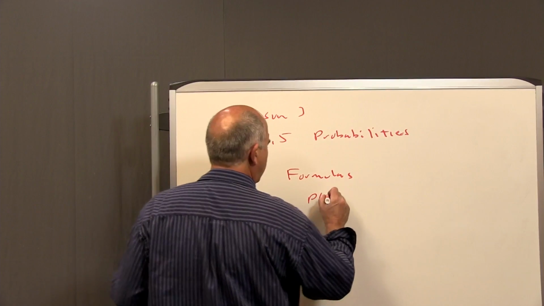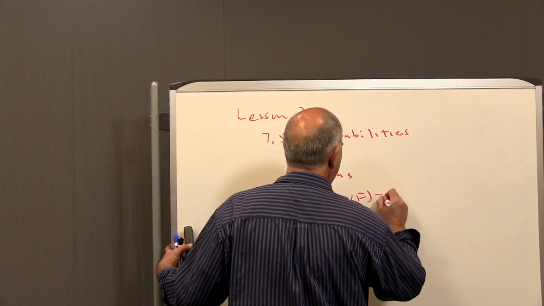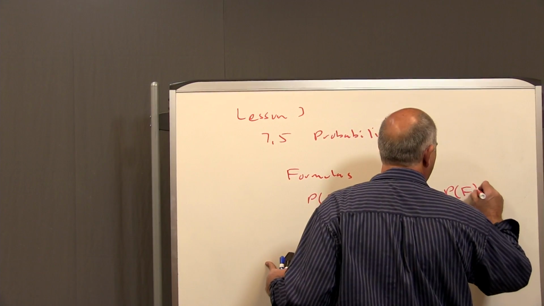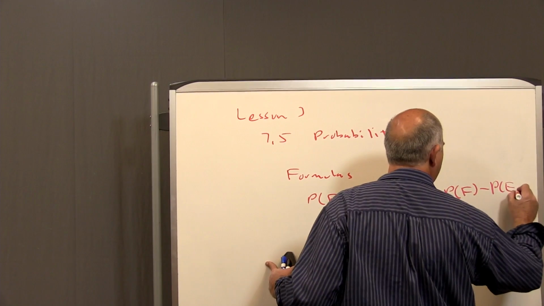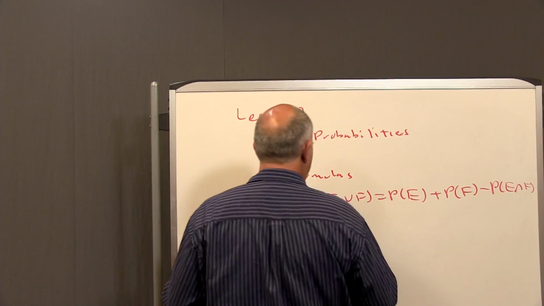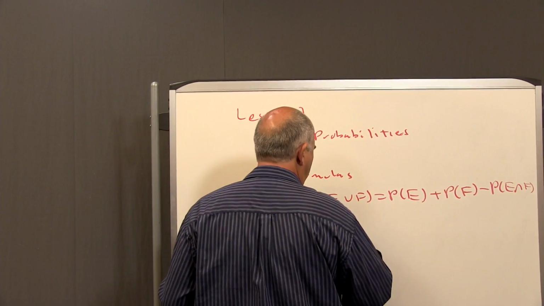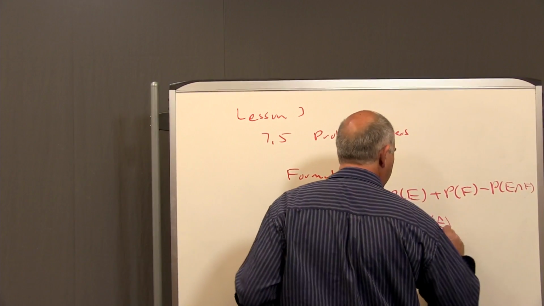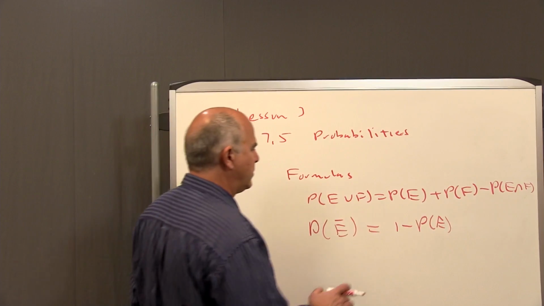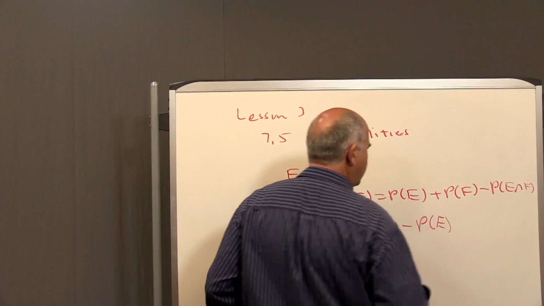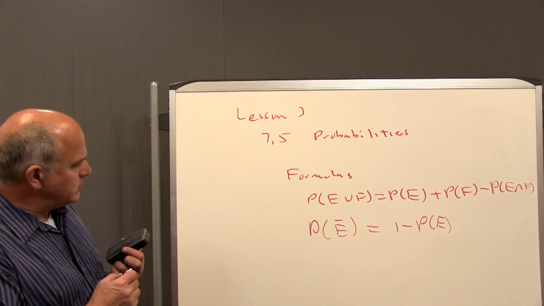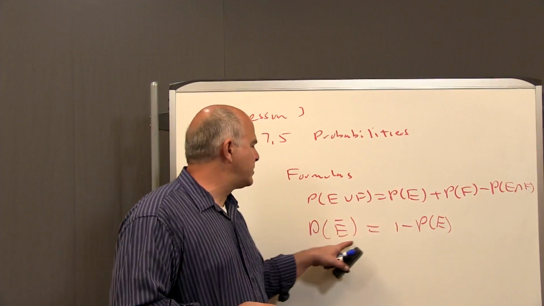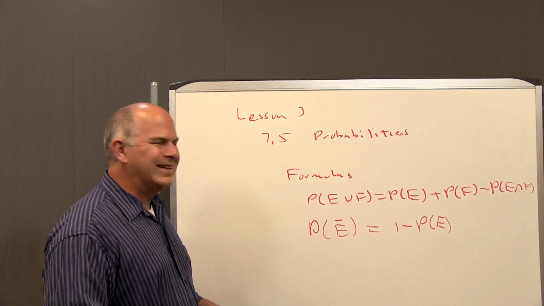The probability of E union F equals the probability of E plus the probability of F minus the probability of E intersect F, right? We also had the probability of E bar equals 1 minus the probability of E. So we had these different things that we were doing, and that use formulas, and sometimes you want those formulas. Particularly, we ran into problems that were very hard to do if you didn't use the complement.